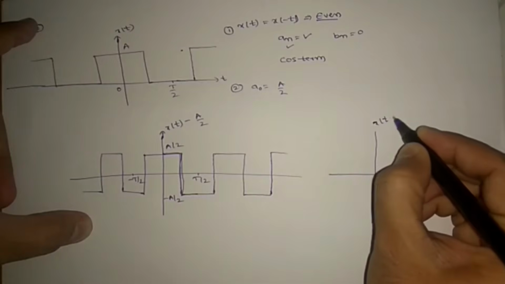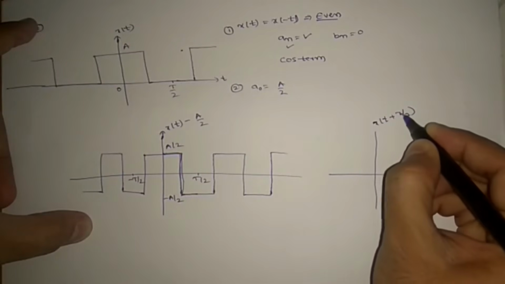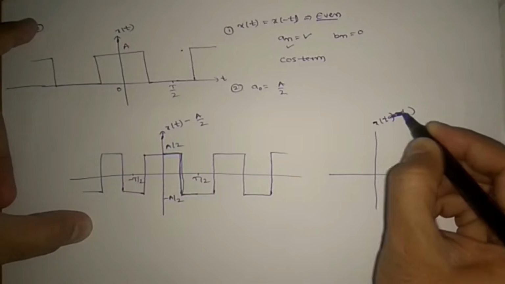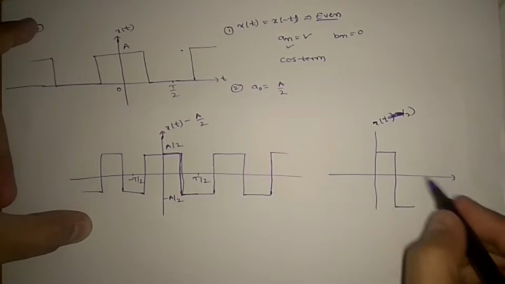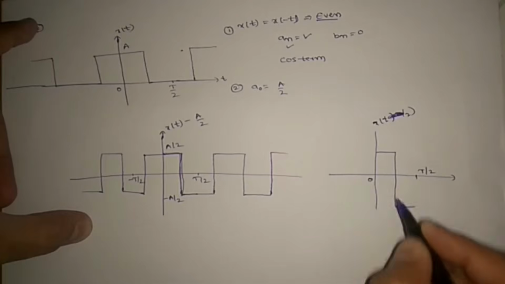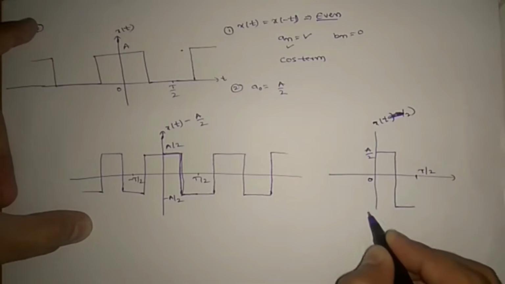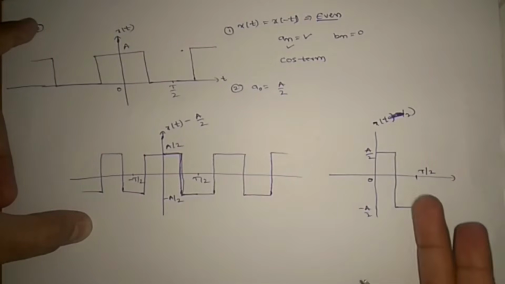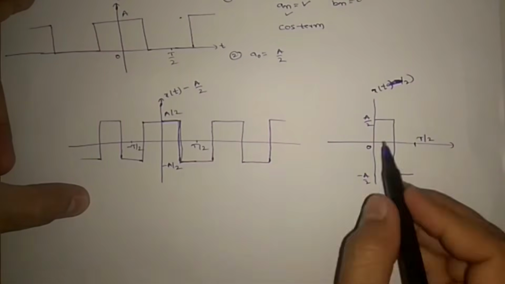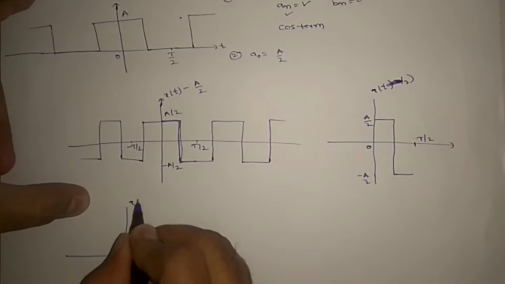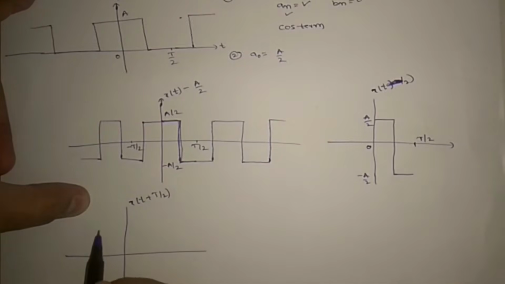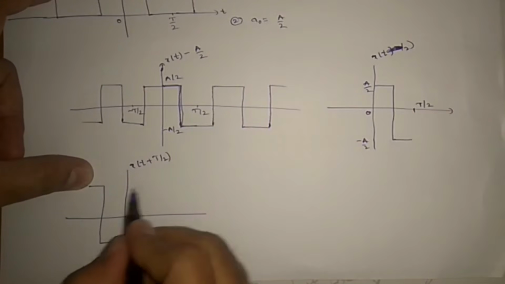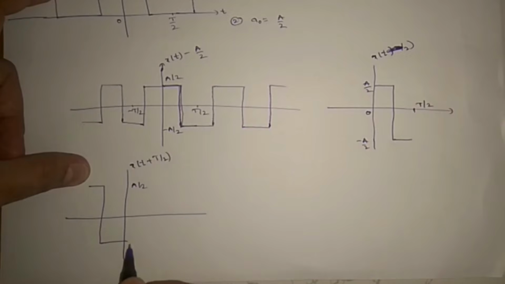So x of t, I will take the half wave first. Actually we need to take the full wave, okay, but for faster calculation I am taking this one, A by 2 to minus A by 2, and I will shift this one by T by 2. See, x of t plus T by 2, then it will move to the left side, right? Here, A by 2 to minus A by 2, and this is minus T by 2, right?